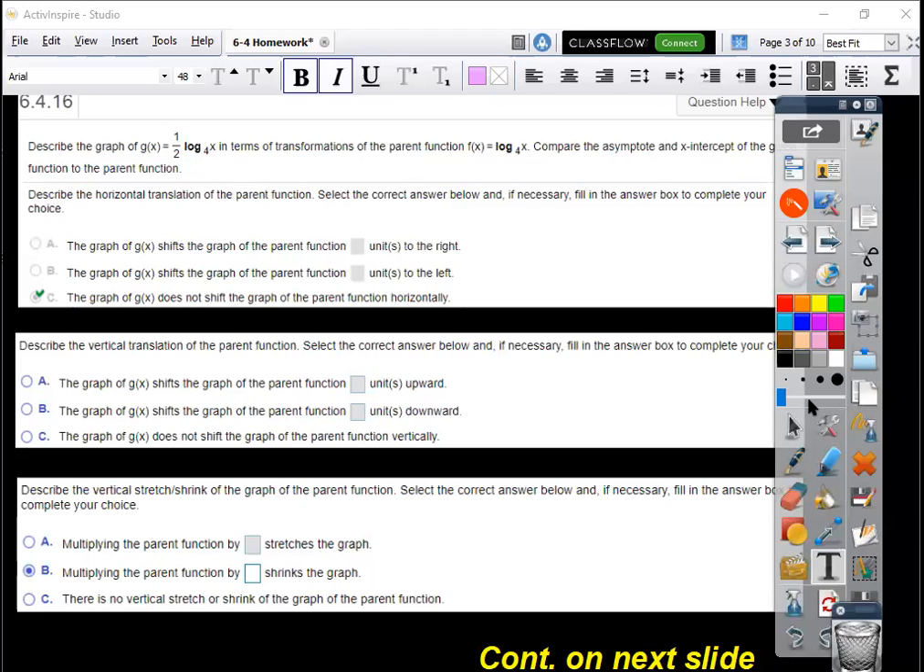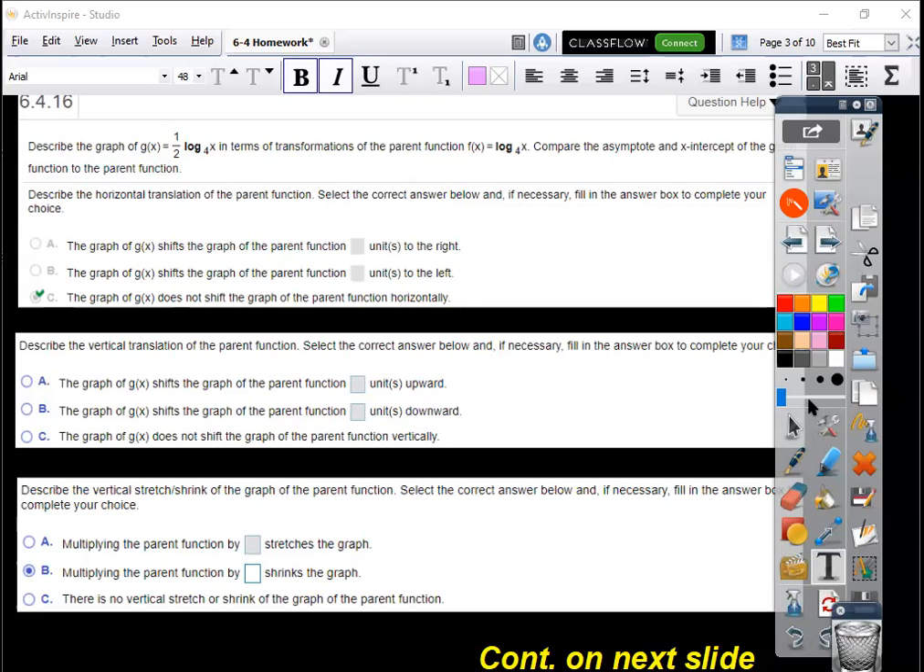Okay, the first problem here today, well, first time for me today. I started these the other day, but problem 6.4.16: describe the graph of g of x equals a half log base 4 of x. That's 1/2 times log base 4.